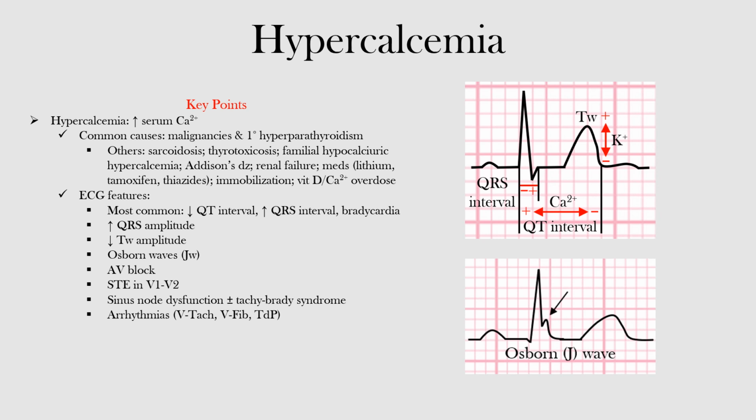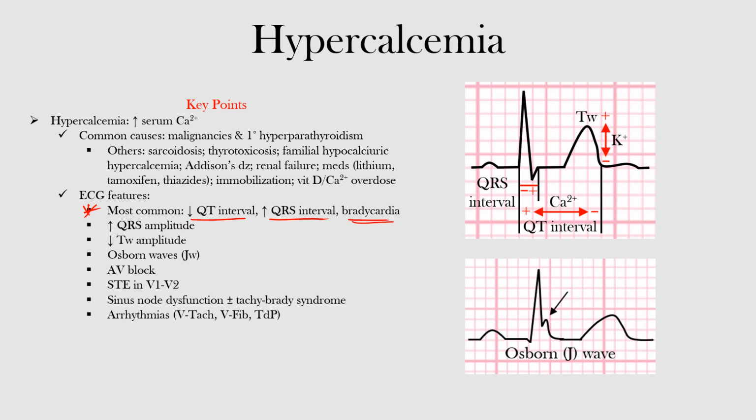So what can we see on the EKG? Well, common EKG changes include a shortened QT interval, prolonged QRS interval, and bradycardia. Okay, so the most common ones and the ones I want you to focus on are these ones here. Okay, a decrease in the QT interval. Okay, so an increase in the QRS interval and bradycardia.